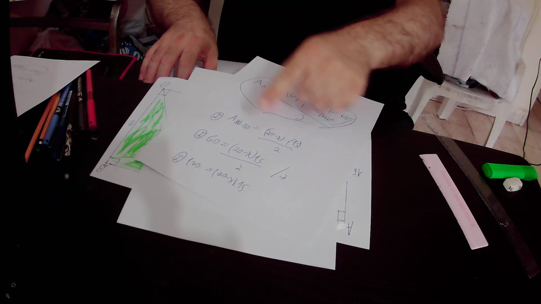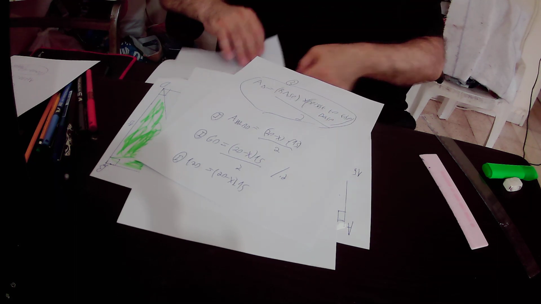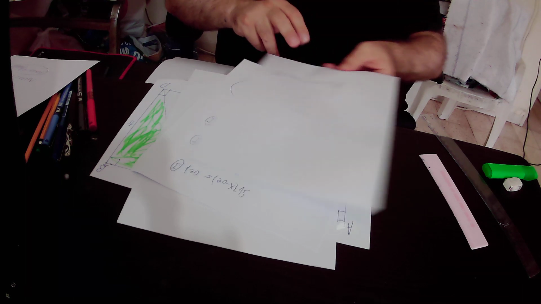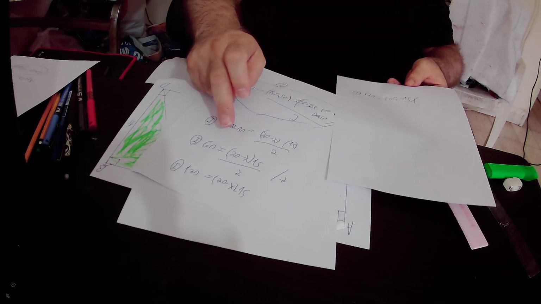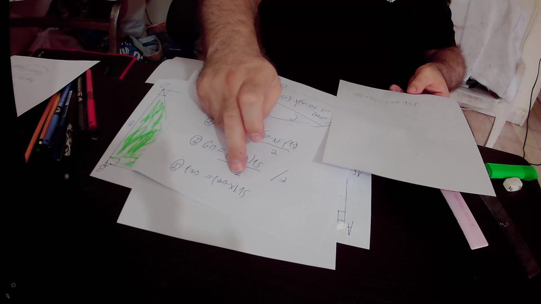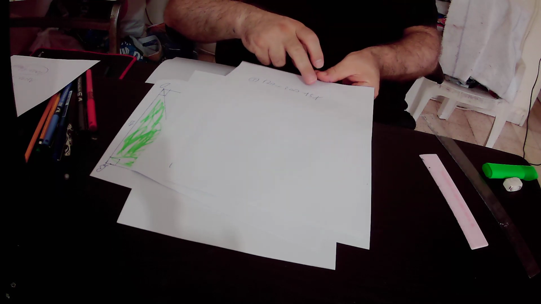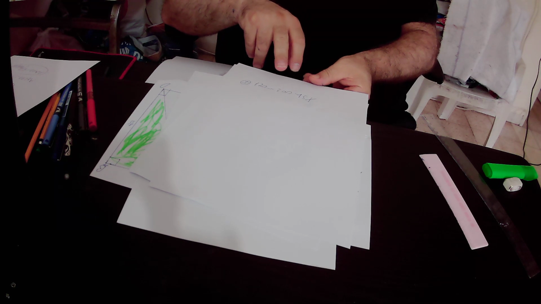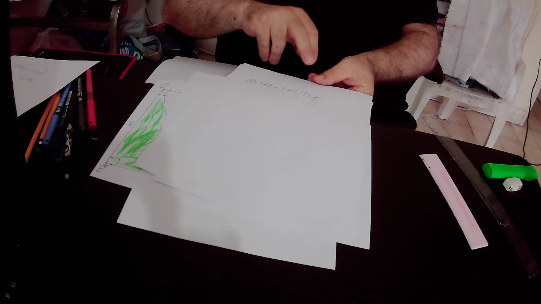20 times 15 equals 300, and x times 15 equals 15x. So we got that 120 equals 300 minus 15x.